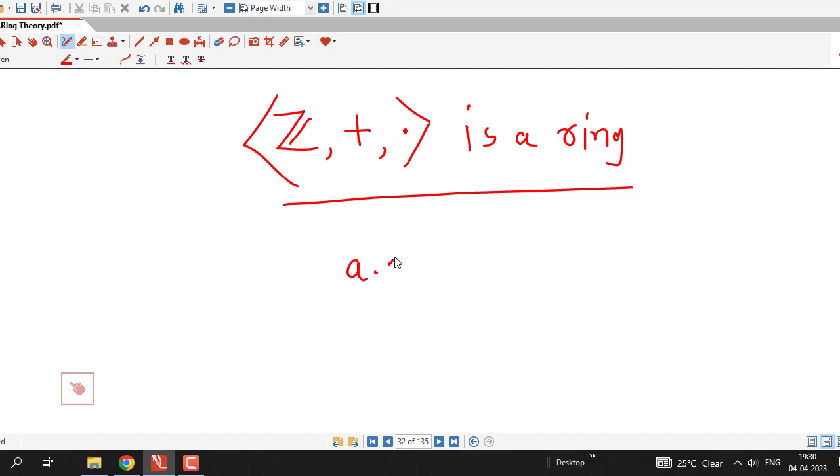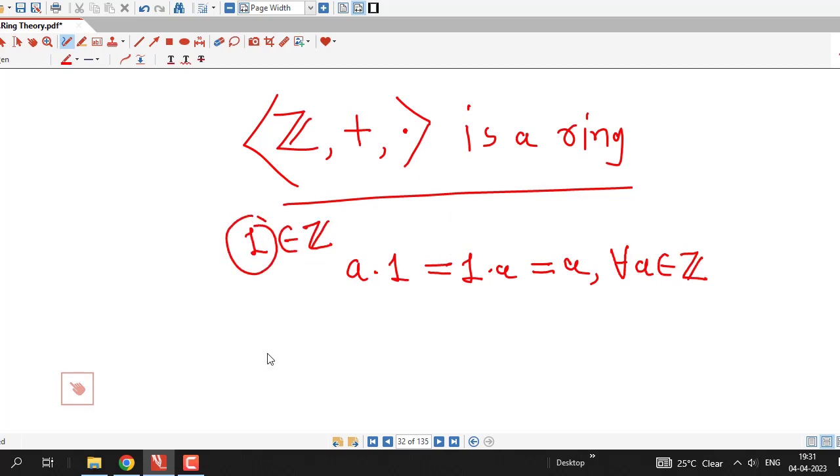So we know that if we consider the product of any integer with 1, then we obtain that integer back. Therefore this ring has an identity: 1 belongs to Z is an identity.